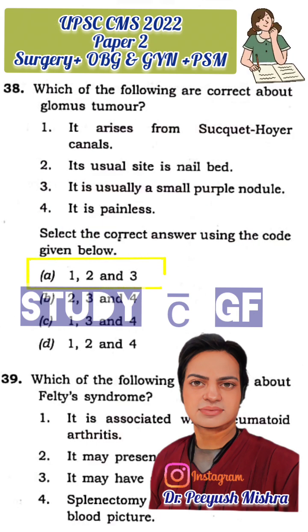Which of the following are correct about glomus tumor? It arises from Sucquet-Hoyer canal. Its usual site is nail bed. It is usually a small purple nodule.